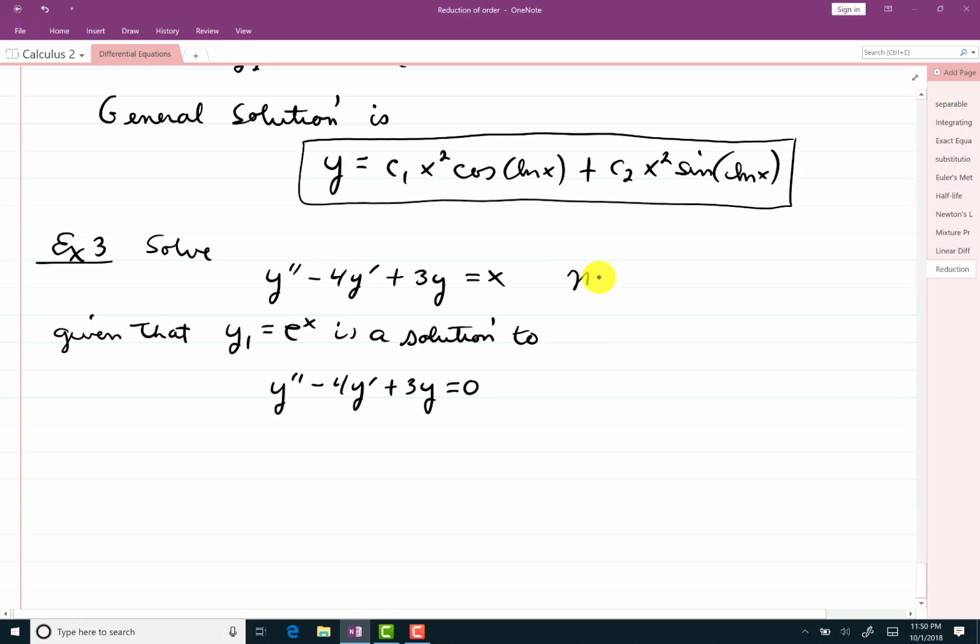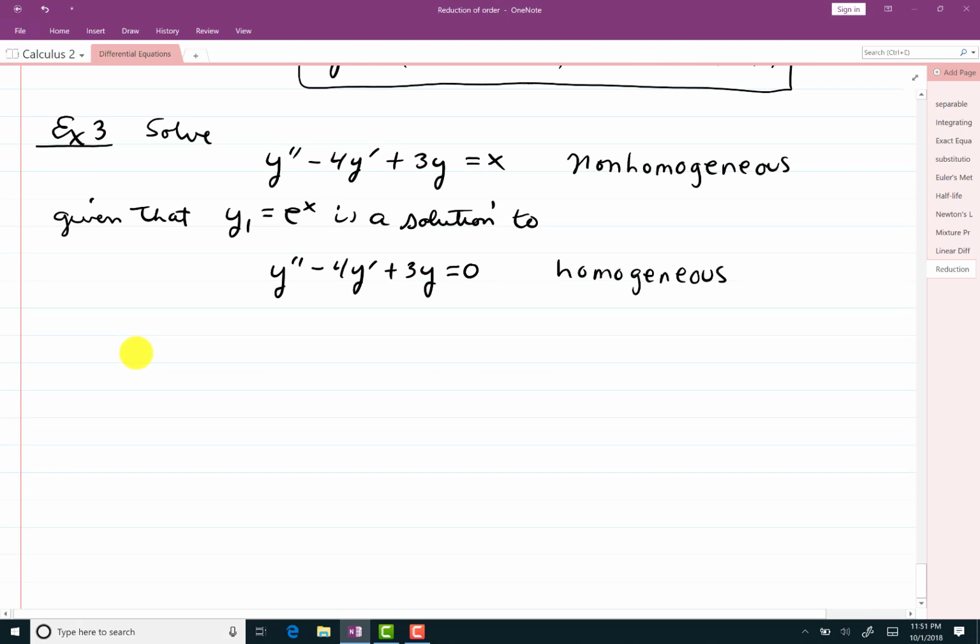So here's the non-homogeneous equation. And down here is the homogeneous. So first thing I'm going to do is find a second answer to the homogeneous version. That will give me a complete set for those. Let's do that first. So first, solve the homogeneous equation.